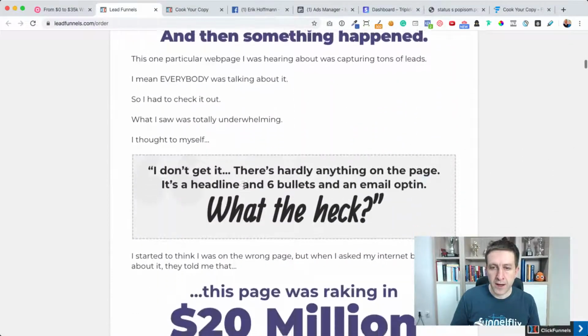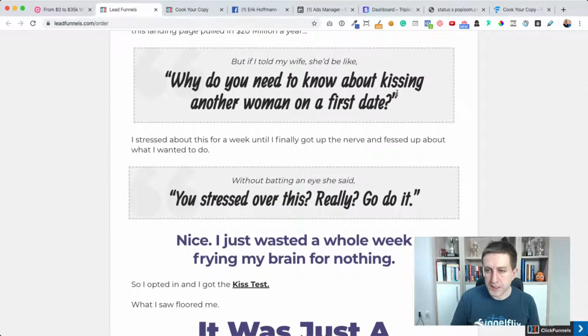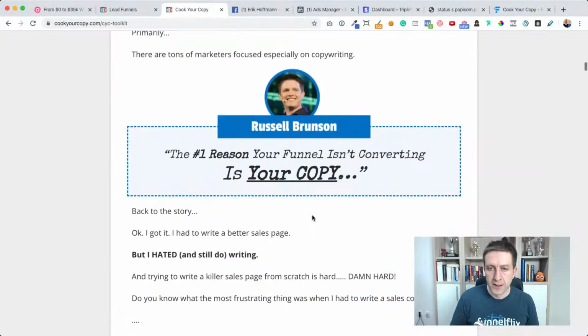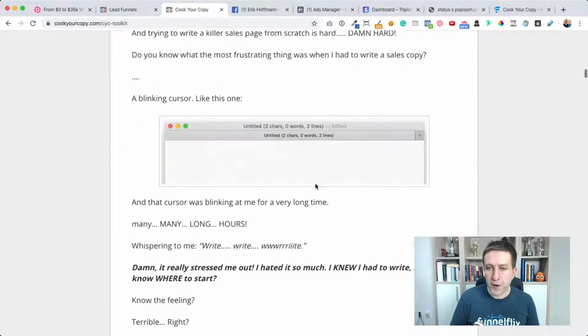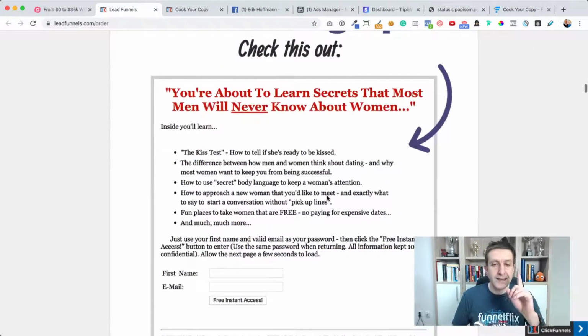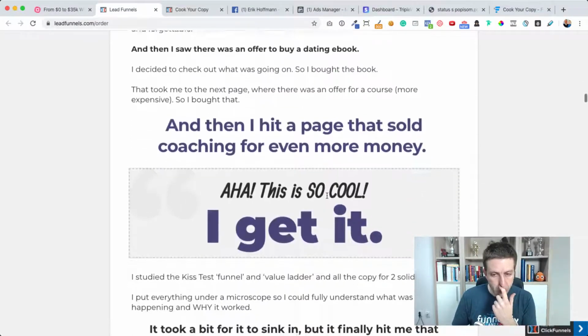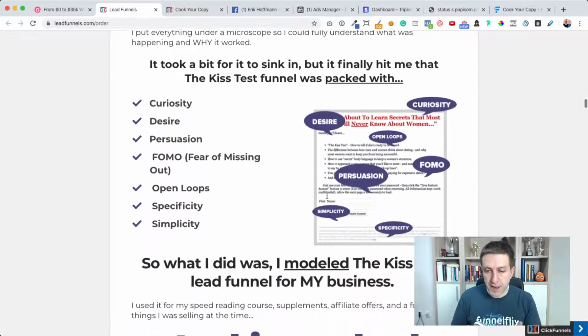Another thing was boxes. He has these quotes here. I don't have any quotes here, but I use different types of boxes. Okay, boxes. I didn't copy him. I modeled it. I modeled his page.